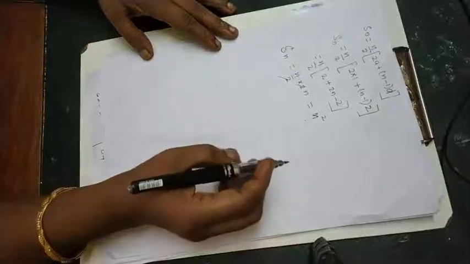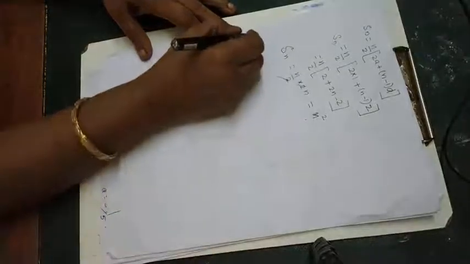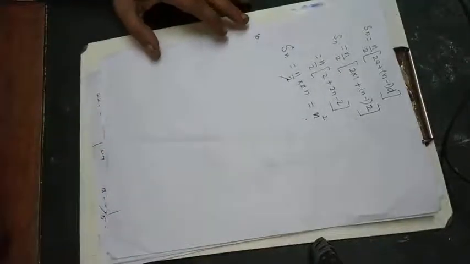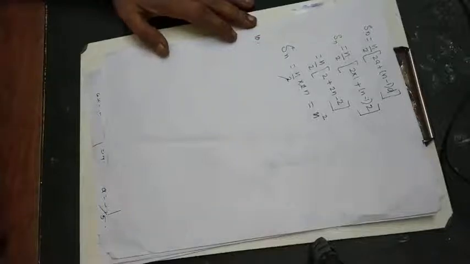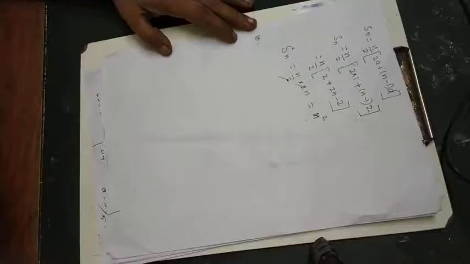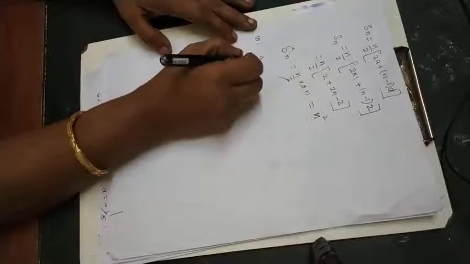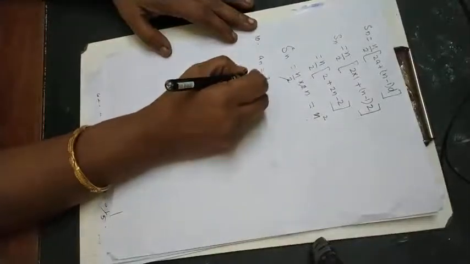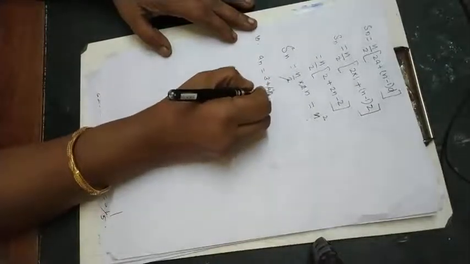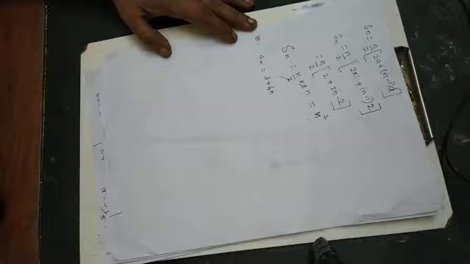Okay, now 10th one: show that A1, A2, A3 etc. form an AP where An is defined as below. So An is given there, the equation is given: An is 3 plus 4n, so that we can find A1, A2, A3 like that.